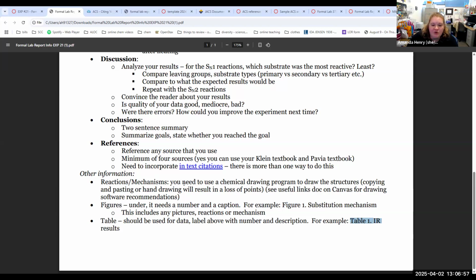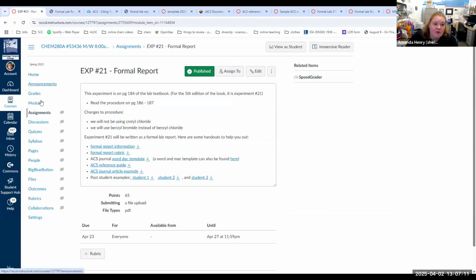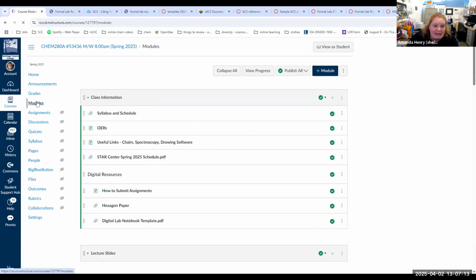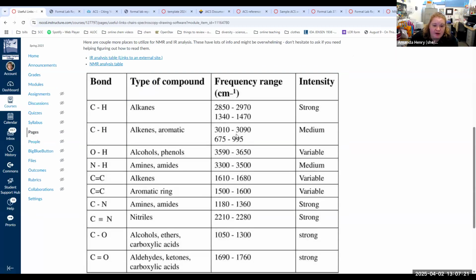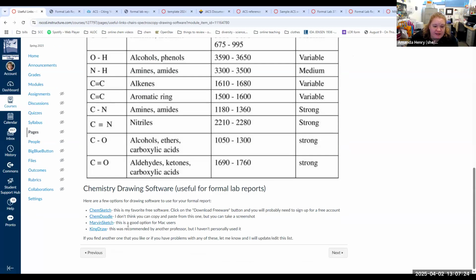The first bullet point tells you that when you are drawing the reactions, you need to use a drawing program. So I do have these linked on Canvas. Let's go look at those now. So if I go back to our modules and I go to this right here, so in the very first one, this useful links one, and I scroll to the very bottom, down here I have 4 links to 4 different free drawing softwares. I use Marvin Sketch. This is what I use to make all of our exams. The other 3 are also good.